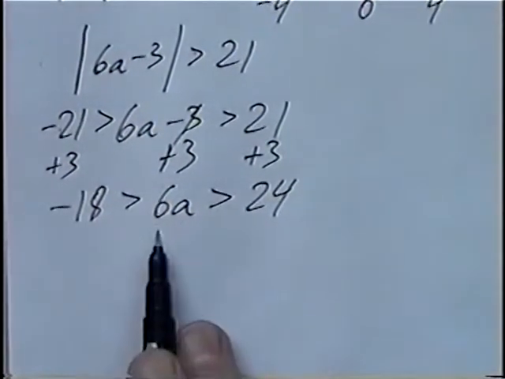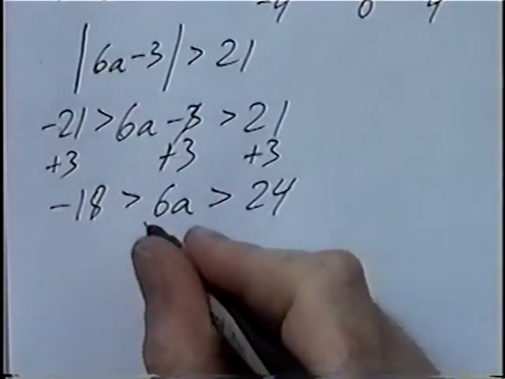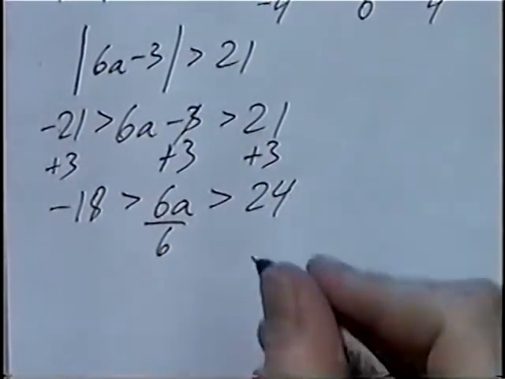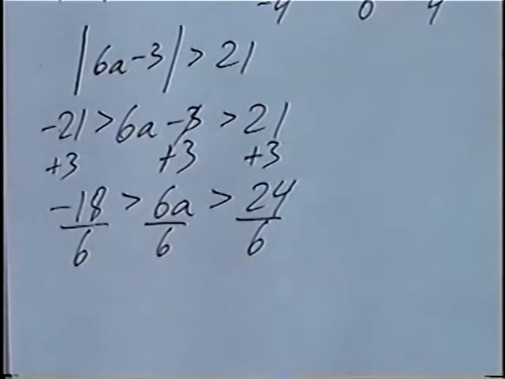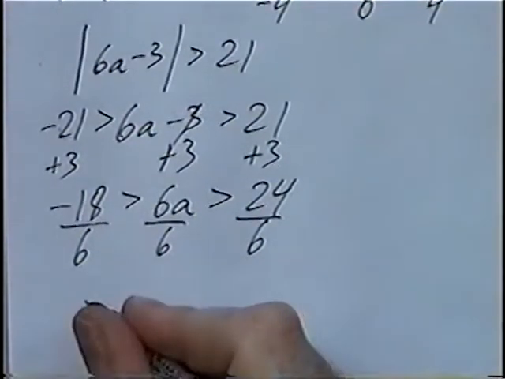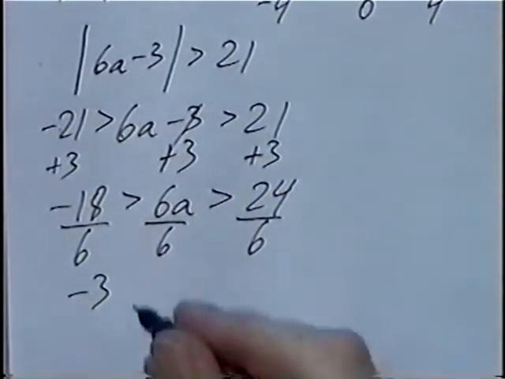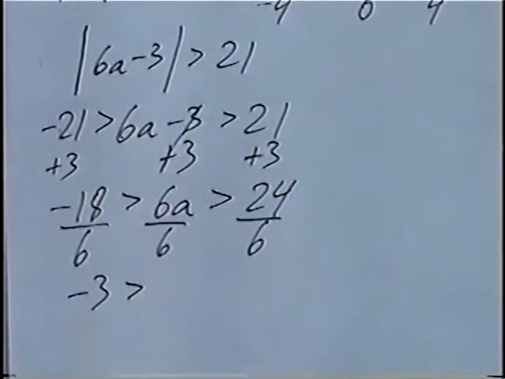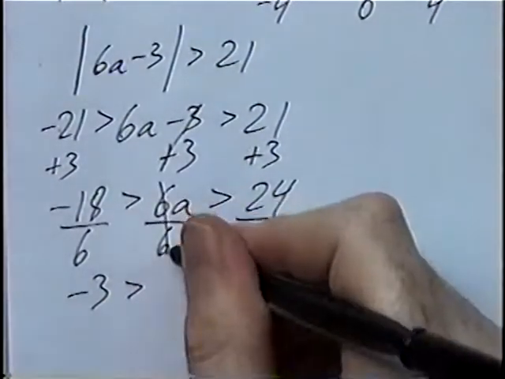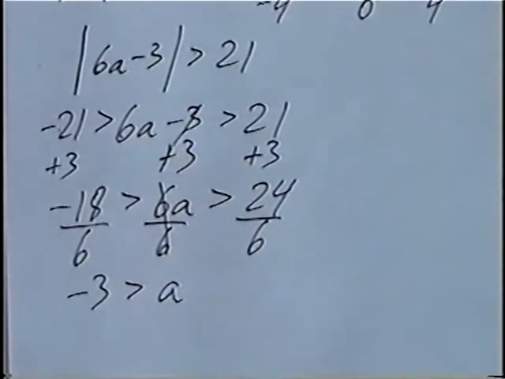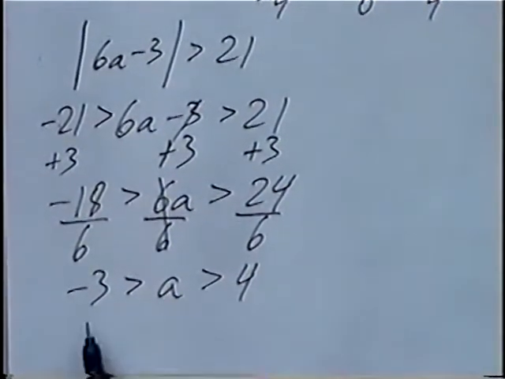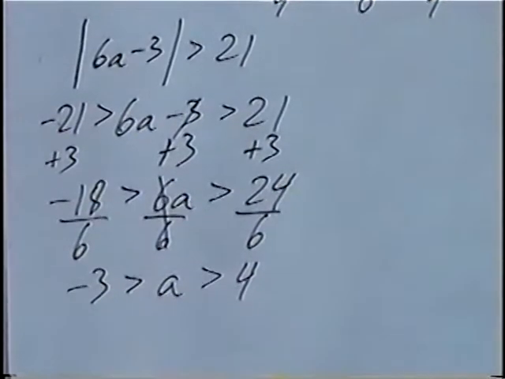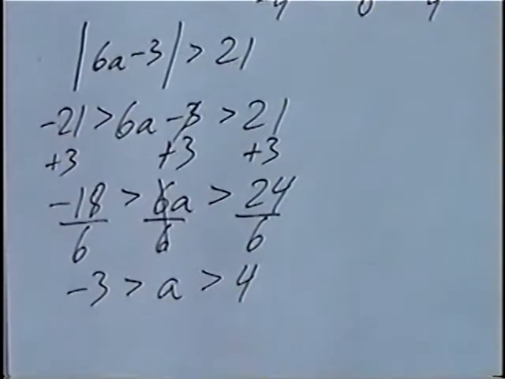And the last step to solve 6a, to get rid of the 6, we can divide by 6. And again, we'll divide the right hand side by 6 and the left hand side by 6. Negative 18 divided by 6 would be negative 3. The inequality stays the same when you divide by a positive number. The 6's would cancel. We'll be left with a in the center section is greater than 4. So the solution to the inequality is negative 3 greater than a is greater than 4.